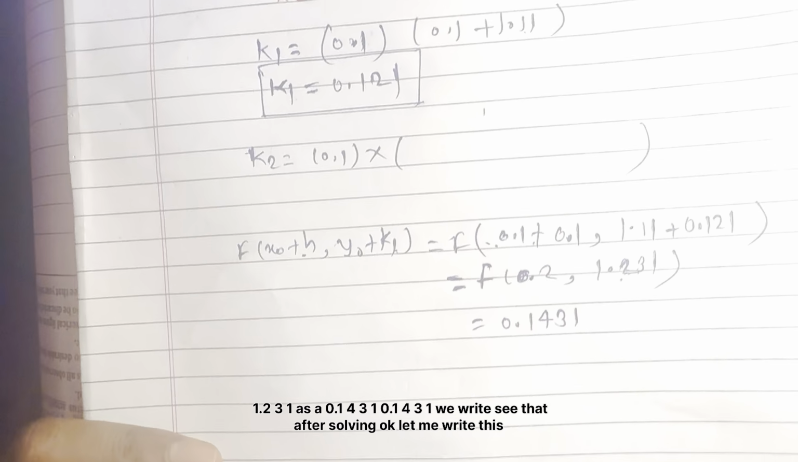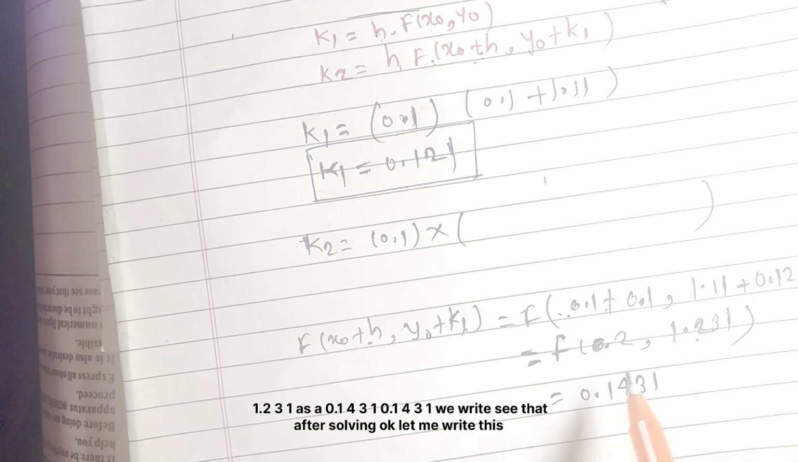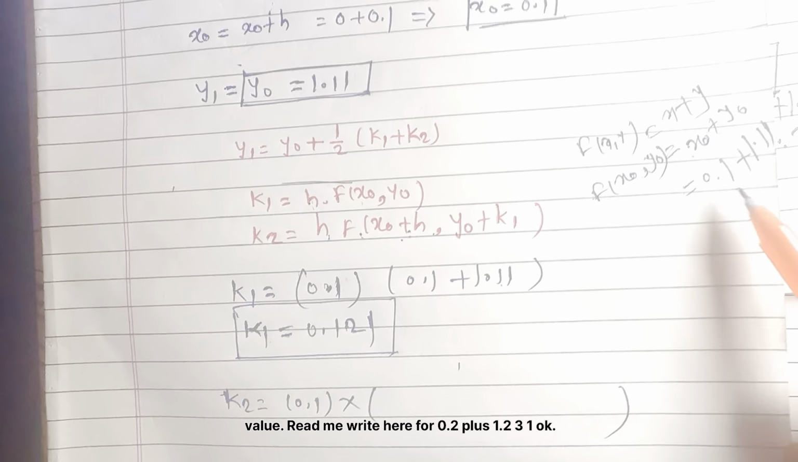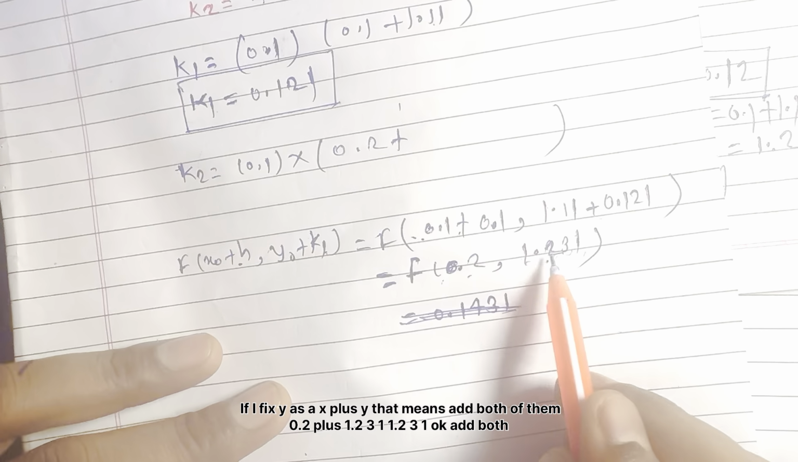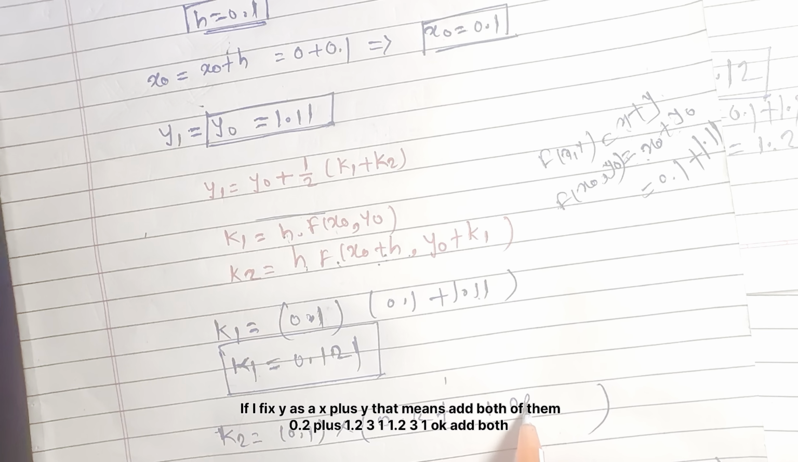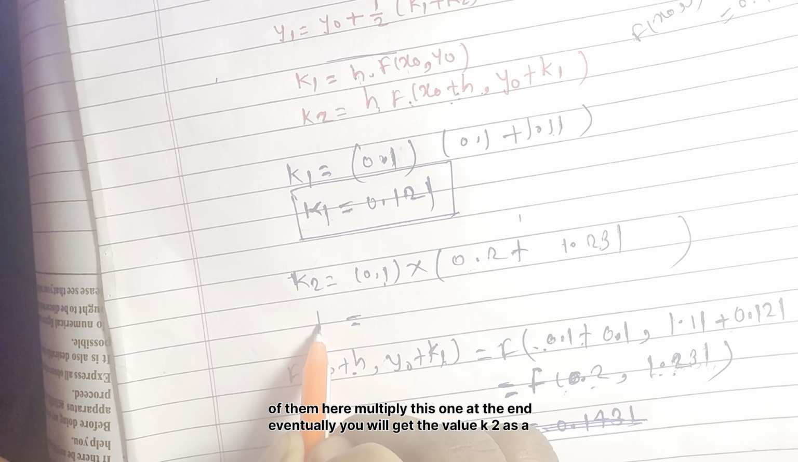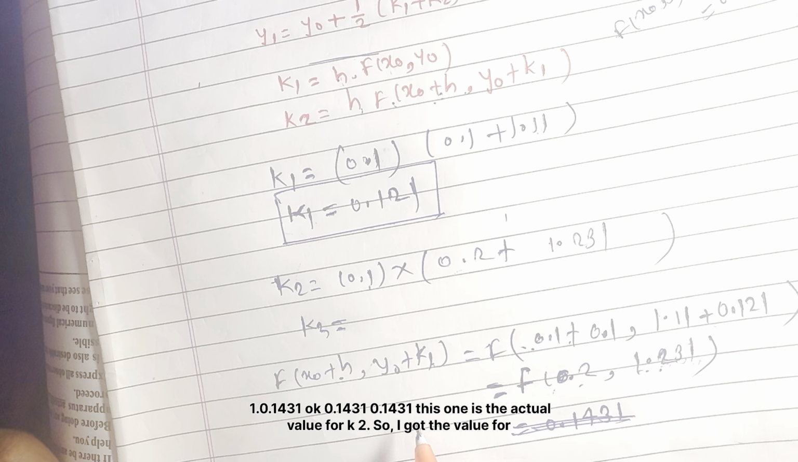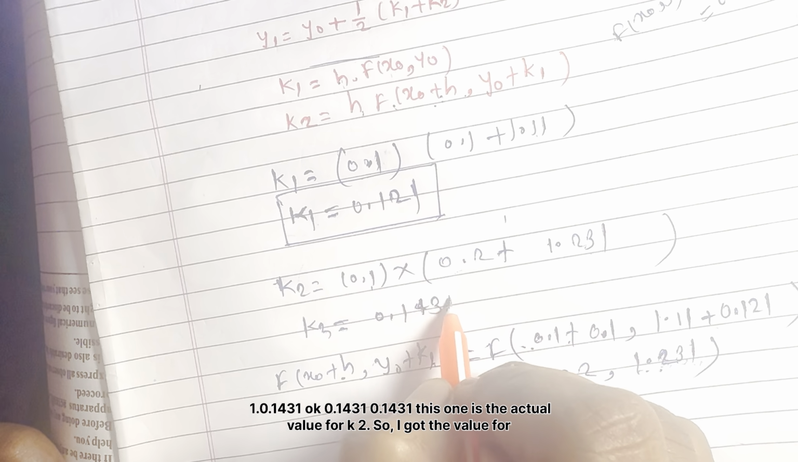After solving, let me write this value: f of 0.2 plus 1.231. Since f of x, y is x plus y, that means add both of them, and multiply this by h. At the end you will get the value k2 as 0.1431. This one is the actual value for k2.